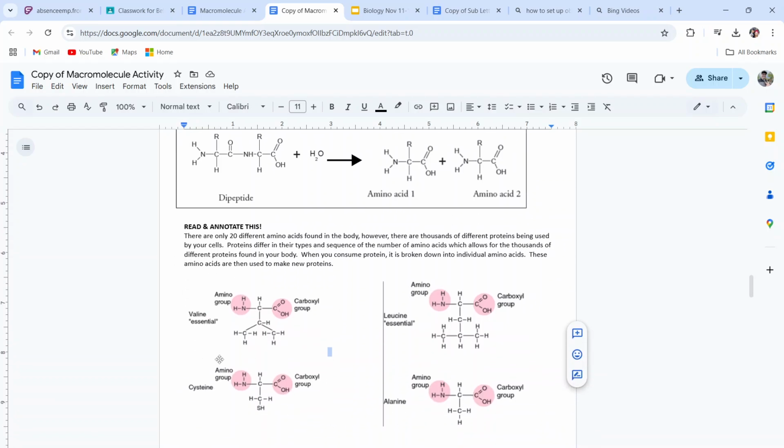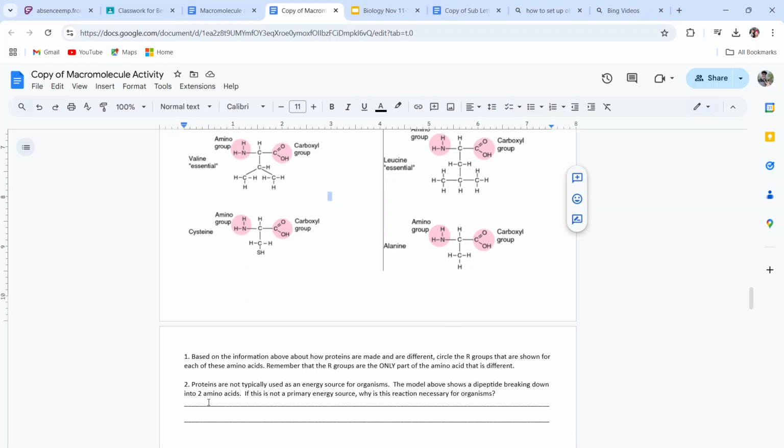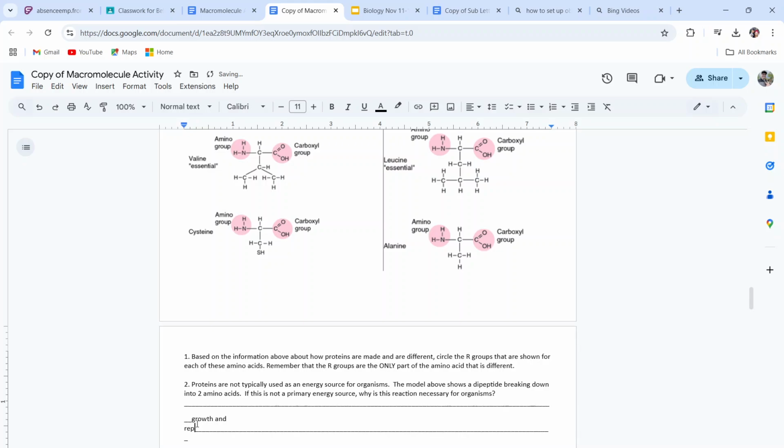Now I'm going to come back to this in just a second, but that's where we get down to here. Okay? It is not a primary energy source. That's important to note. Proteins are not for energy. Instead, they are used for growth and repair.